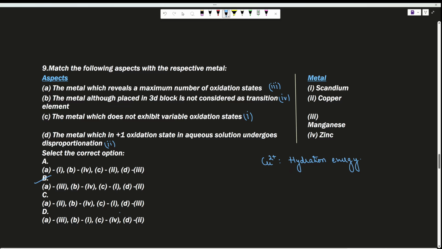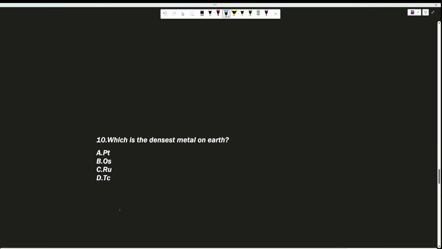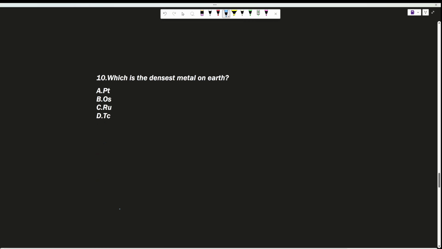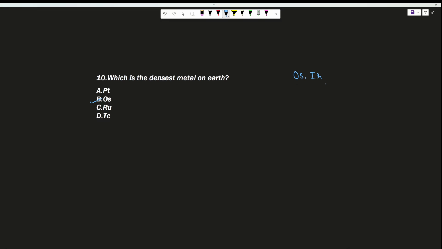Okay, next, which is the densest metal on earth? That is osmium. The two densest metals in the d block are osmium and iridium. They have a very small difference in their densities. In grams per cubic centimeter, there is some 0.03 difference between them, but osmium is highest. Next comes iridium.